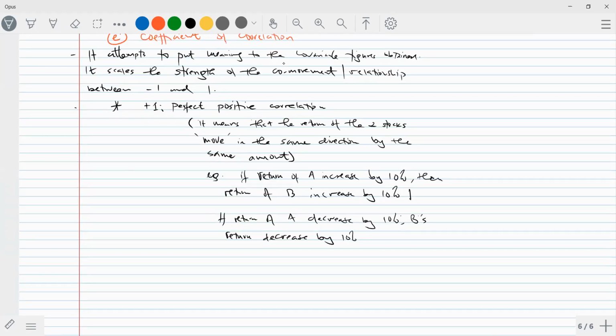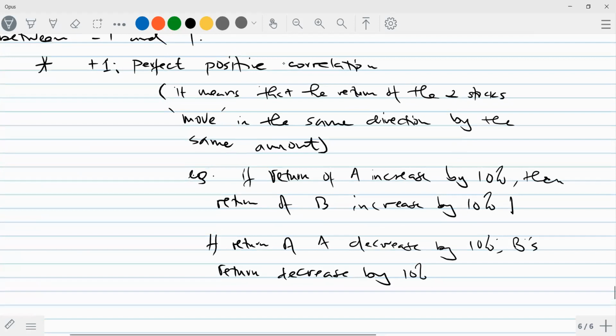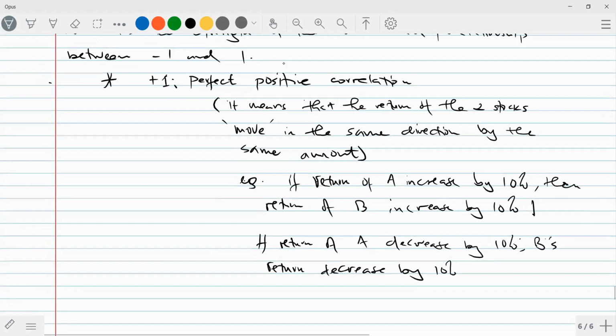Of course, in case you get a zero, what does zero mean? If we get a zero, this is referred to as no correlation at all. No correlation of the asset returns. So the returns of the two assets don't have any relationship at all. There's no correlation at all. That means we are at zero.